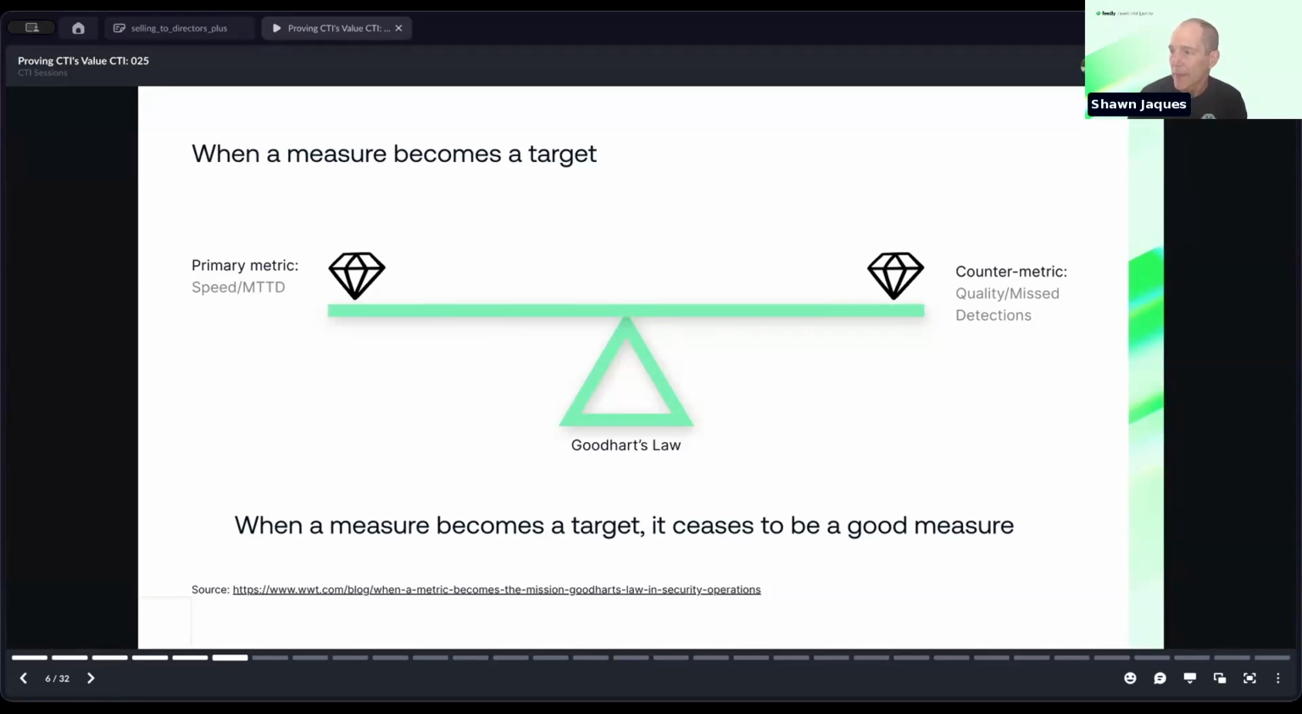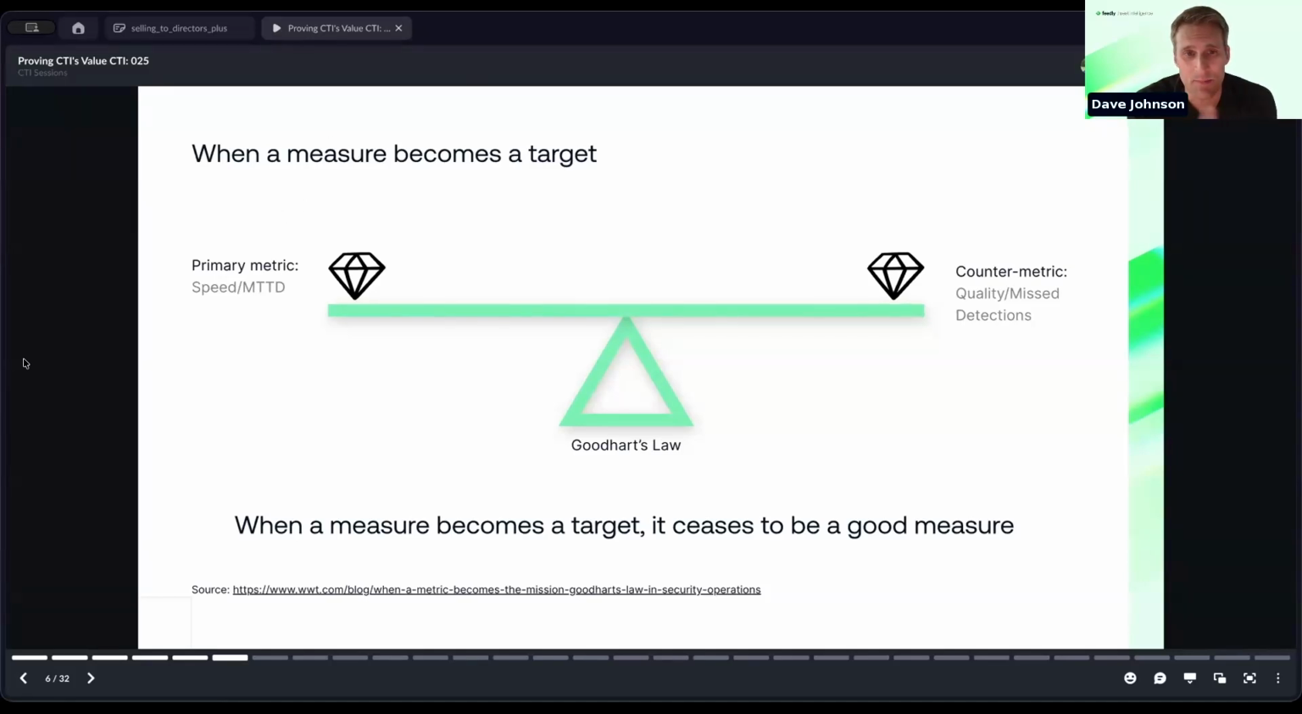Bad hosting. All right. So I alluded to this before, but there's a British economist in 1975 who coined this law, named after him, called Goodhart's Law. The paraphrased version of what he found was that when a measure becomes a target, it ceases to be a good measure.